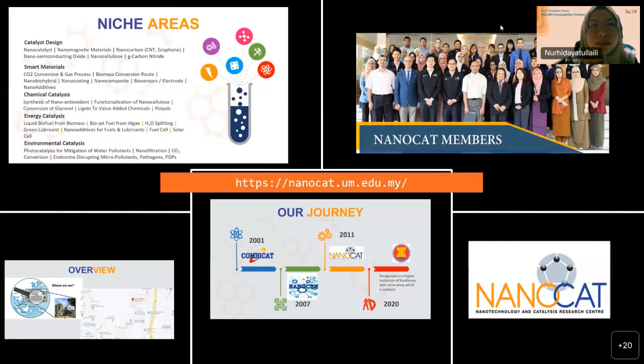From this catalyst design, it applies to different types of applications: smart materials, and chemical catalysis, for example, for the synthesis of antioxidants, the functionalization of nanocellulose, and pyrolysis leading to value-added chemicals and so on. It is also used for energy catalysis, for hydrogen production, fuel cells, solar cells, and so on. And as the topic I present here, environmental catalysis. We use our nanomaterials or nanocatalysts for the mitigation of water pollutants, for nanofiltration, and also to disrupt other micropollutants, such as pathogens and so on.